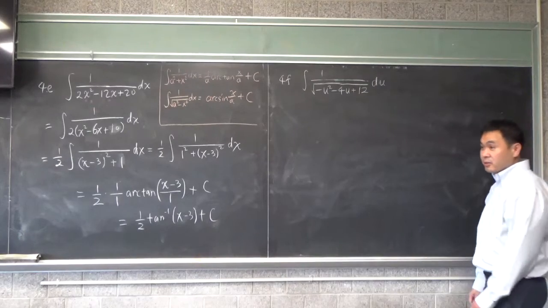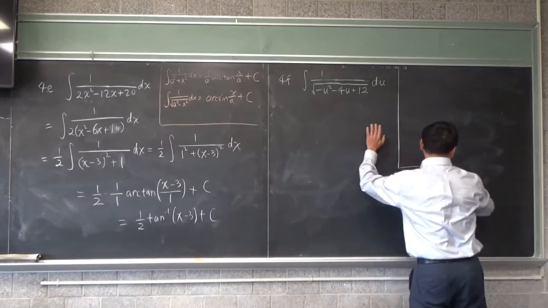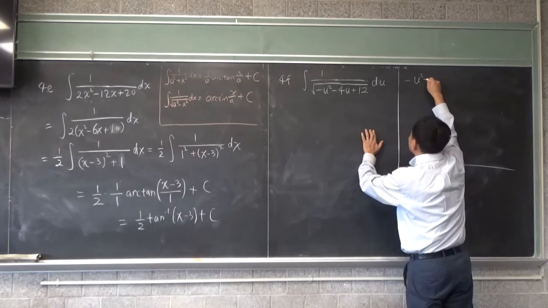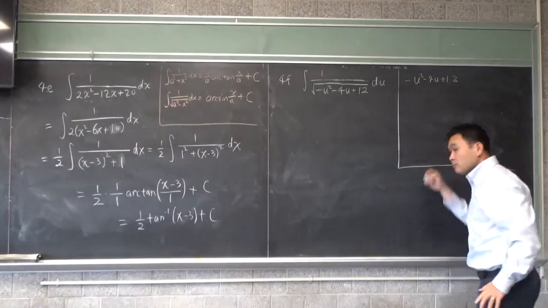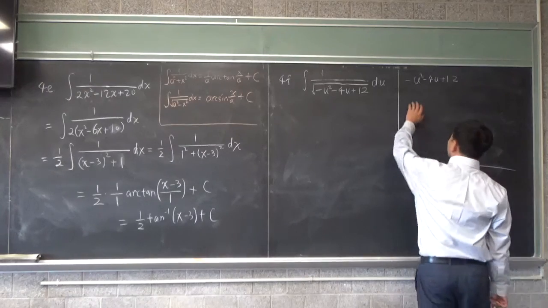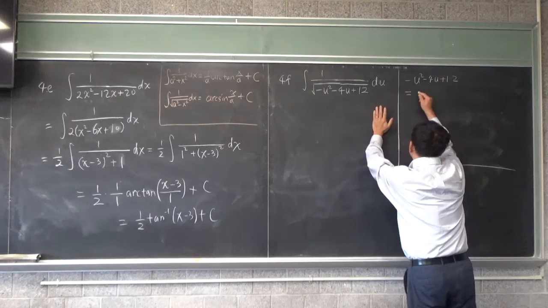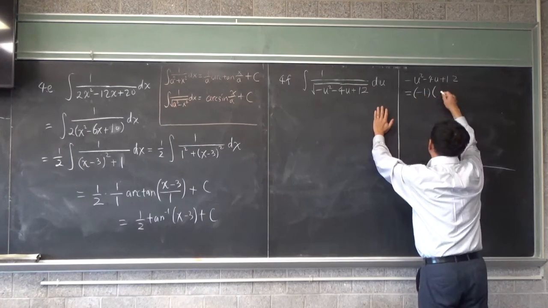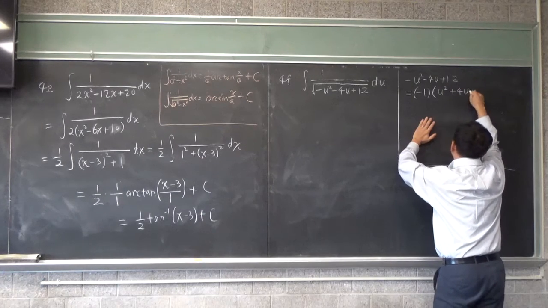Okay, same idea here. Let's just work on completing the square. So you have negative u squared minus 4u plus 12. And because we really want the number in front of u squared to be 1, what should we do? Pull out a negative 1. Factor a negative 1 out so that you get u squared plus 4u minus 12.